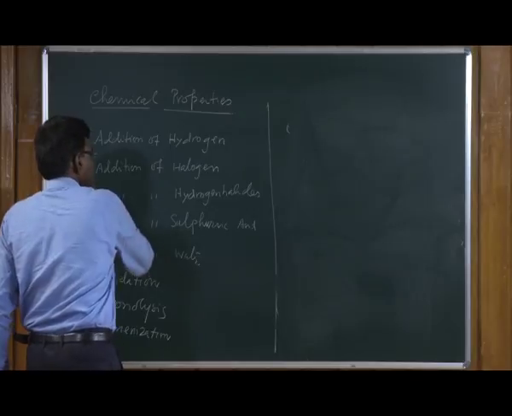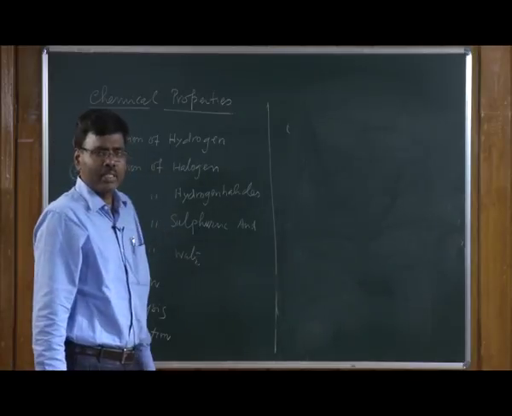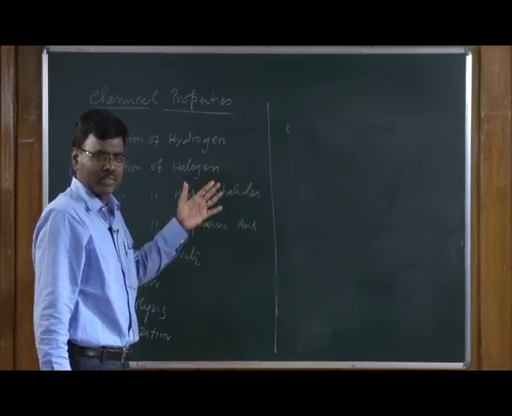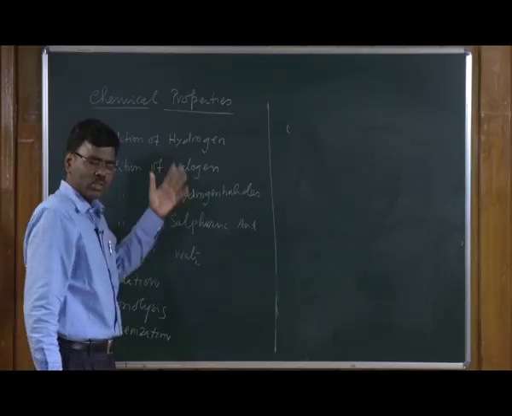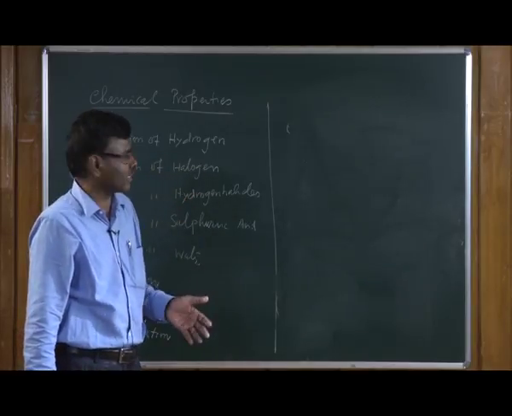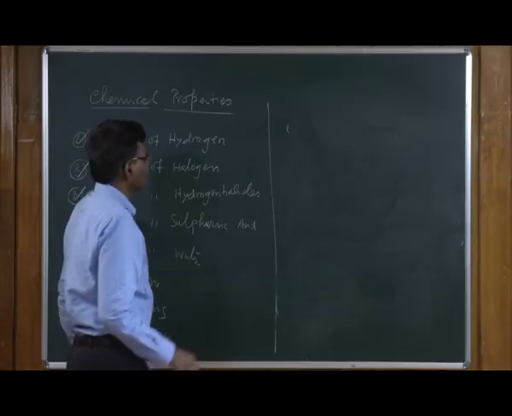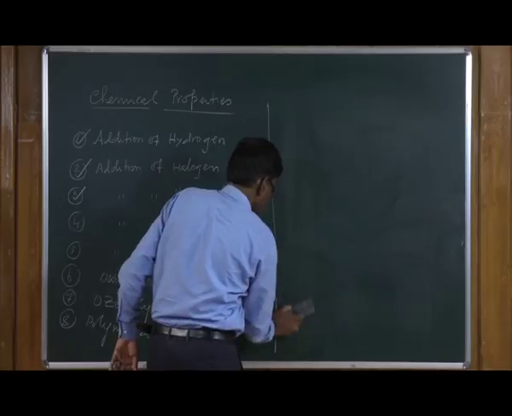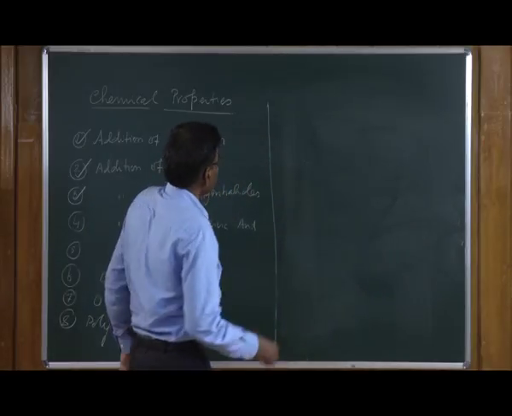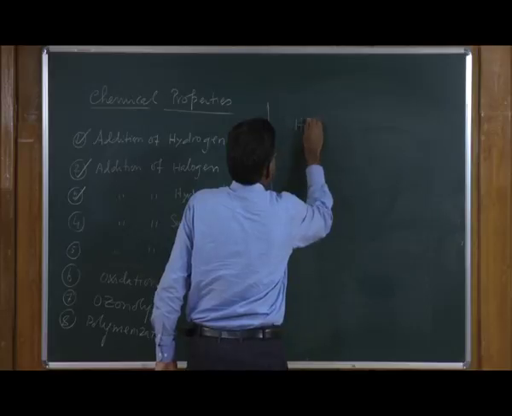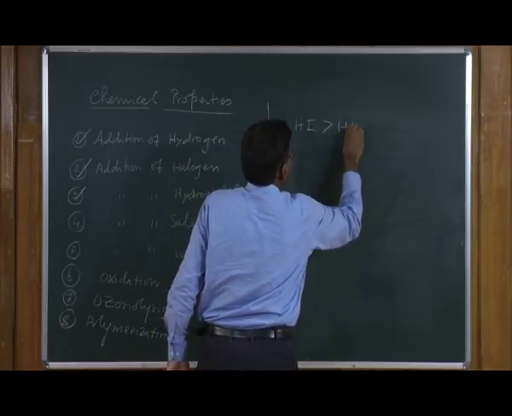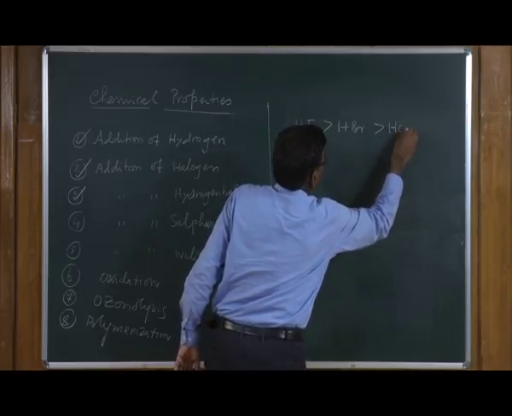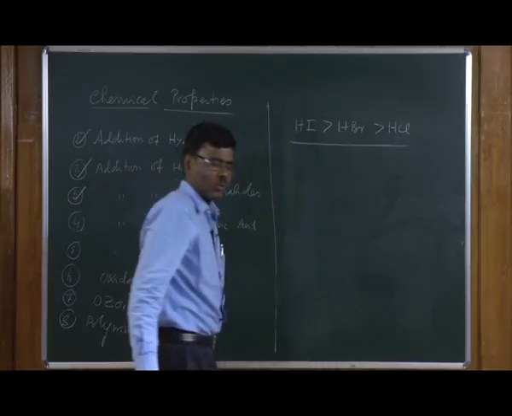The next reaction is addition of hydrogen halides to alkenes. This is also an electrophilic addition reaction, just as the addition of bromine to an alkene is an example of electrophilic addition. The reactivity order of hydrogen halides towards alkenes is: hydrogen iodide is more reactive than HBr, and HBr is more reactive than HCl.